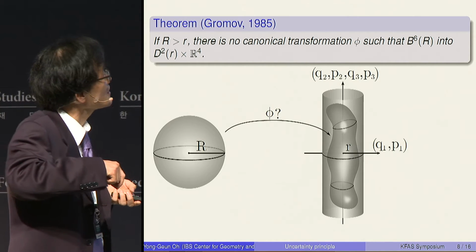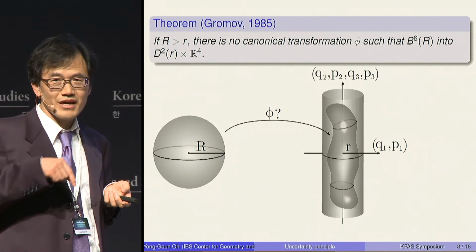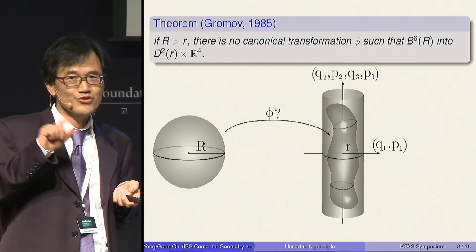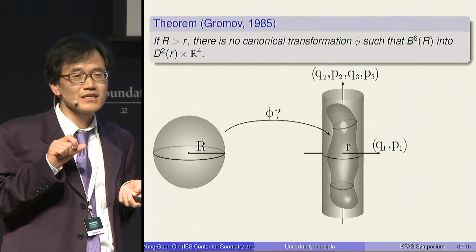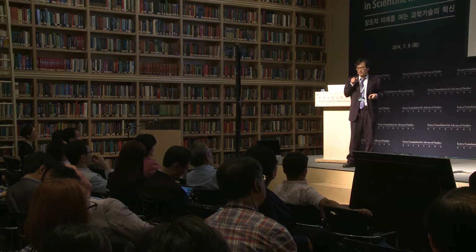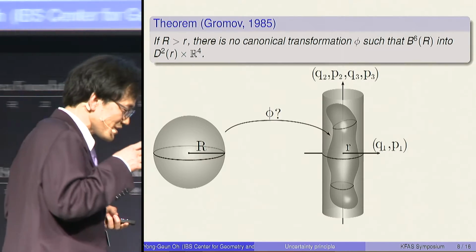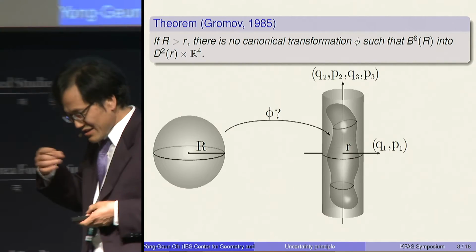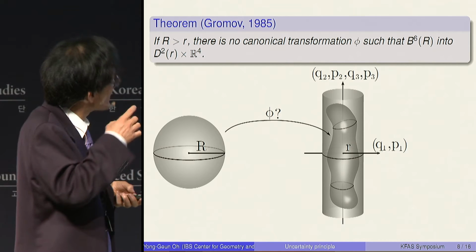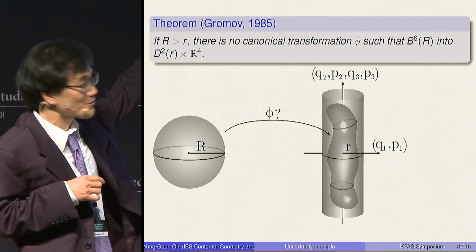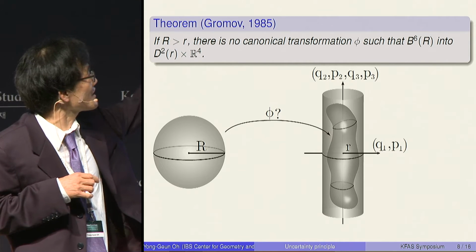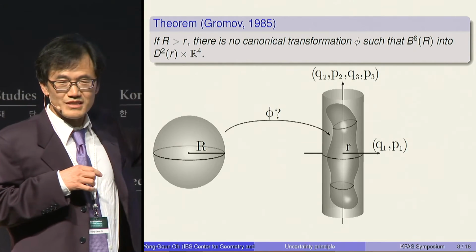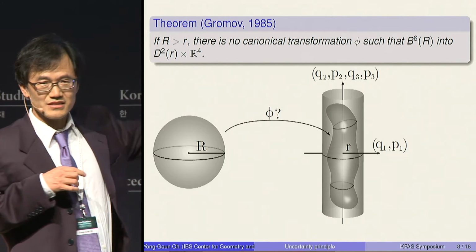And here it is important: this disk lies in the coordinate plane of Q1 and P1, the conjugate coordinates. If you change this P1 to Q2 or Q3, such a squeezing is obviously always possible. But here is this interplay between the momentum and the conjugate position entering in the solution of this question. Obviously, if the radius capital R is smaller than the radius of this lowercase r, it is obvious to put this into the cylinder by translation.